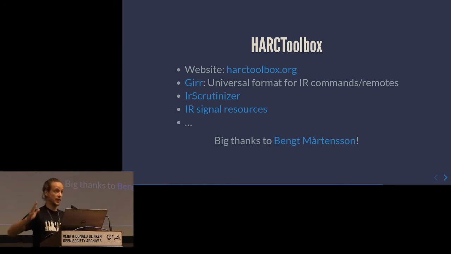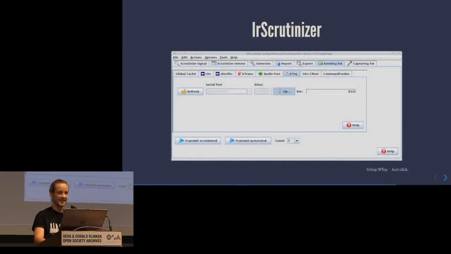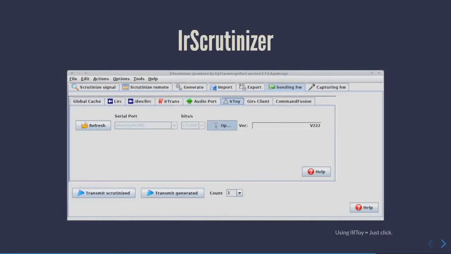He documented it so well, he wrote lots of tools, he even proposed a better protocol than the LIRC text files because he said there are some cases that you cannot do as well or document as exactly with the simple LIRC text file. So he proposed IrpTransmogrifier GIRR, a universal format for IR commands and remotes for exchanging this information. And he wrote the tool IrScrutinizer, which looks like this. Oh, finally a graphical user interface.